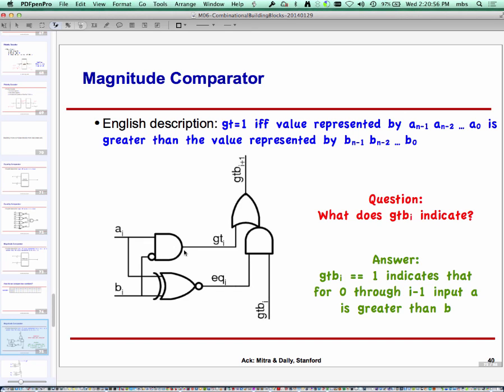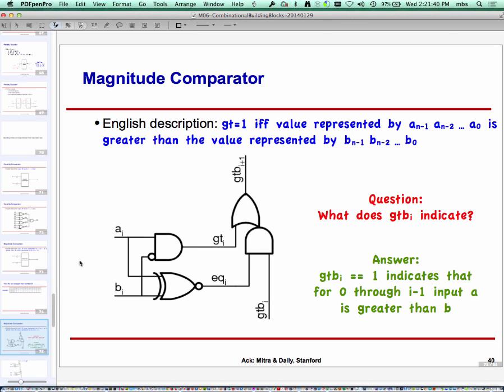If I were to just look at this bit position, we assert a GT of I out there, but that's not enough for us because we also need to see what has happened in the previous stage. So there is a GTBI coming from the previous stage, and there is a GTBI plus 1 which is going to the next stage. GTBI equal to 1 indicates that, I guess in this one we are working the reverse way.